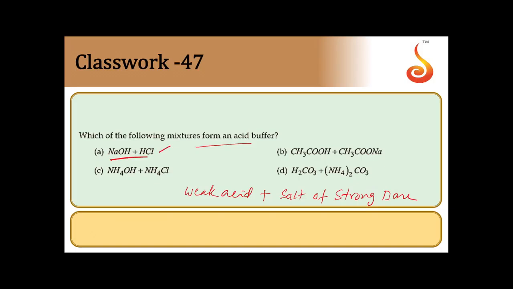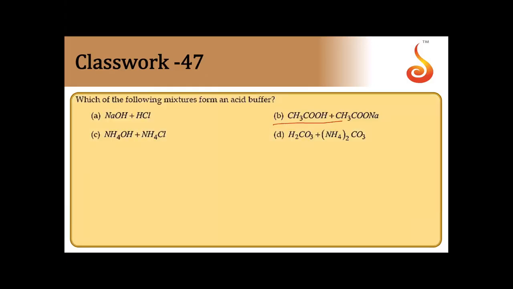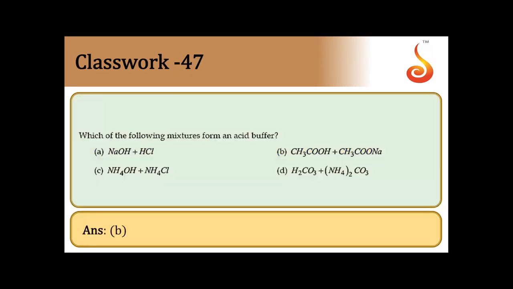So if you take the first option, a strong acid is there, it doesn't constitute. Option C, a weak base is there, it doesn't constitute. Now in option B, we have a weak acid, and the corresponding salt of a strong base is there. Option D, we have a weak acid, but it is a salt of a weak base also. So therefore, the only correct option is B. It should be a weak acid plus the corresponding salt of a strong base. So the answer is option B.